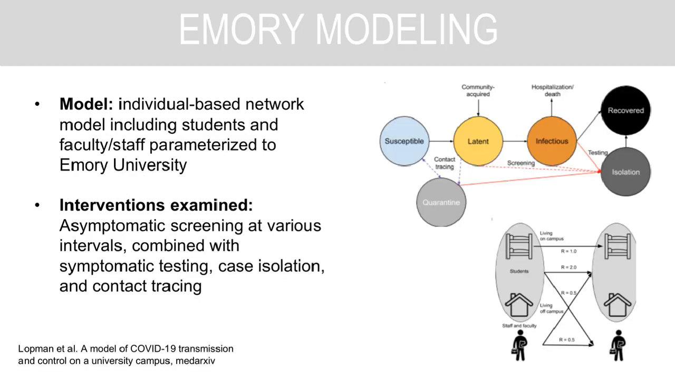Now, another important study by Emory used an individual-based network model, also including students and faculty and staff, parameterized to the Emory situation. This model looked at various combinations of asymptomatic screening with various intervals combined with symptomatic testing, as well as the impact of case isolation and contact tracing.